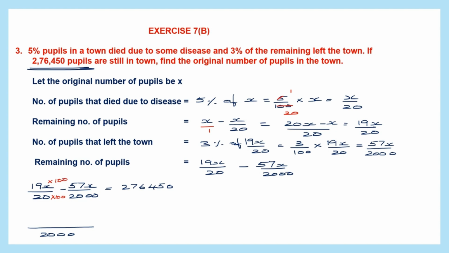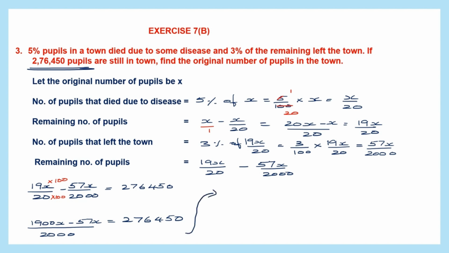So what do we get? 19 into 100 is 1900x minus, now here it's the same, 2000 is the same, so we can write 57x as it is. Minus 57x is equal to 2,76,450. Now we have to minus these two, 1,900 minus 57. And now we'll continue this here.